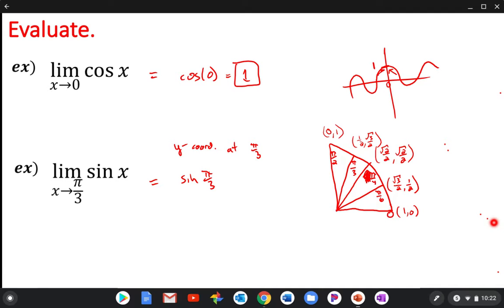All right, so now that I did that, let's figure out what the sine of pi over 3 is. So we go to pi over 3. The sine is the y coordinate. That's radical 3 over 2.